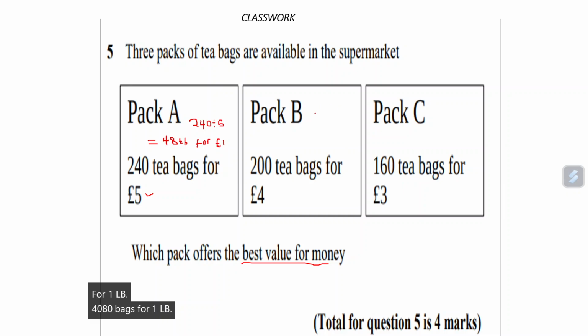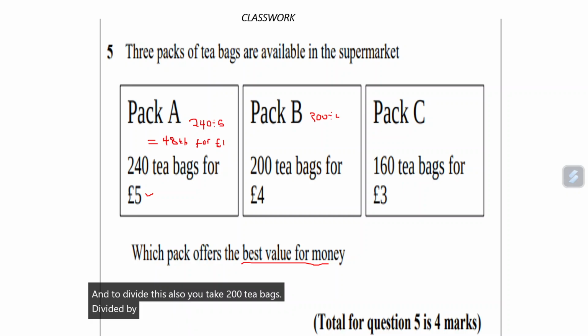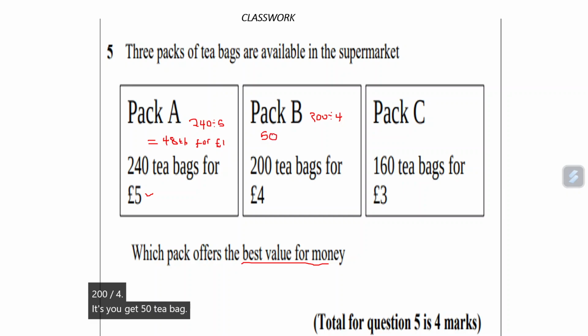Then also, you take 200 tea bags divided by 4. 200 divided by 4, you get 50 tea bags for 1 pound.